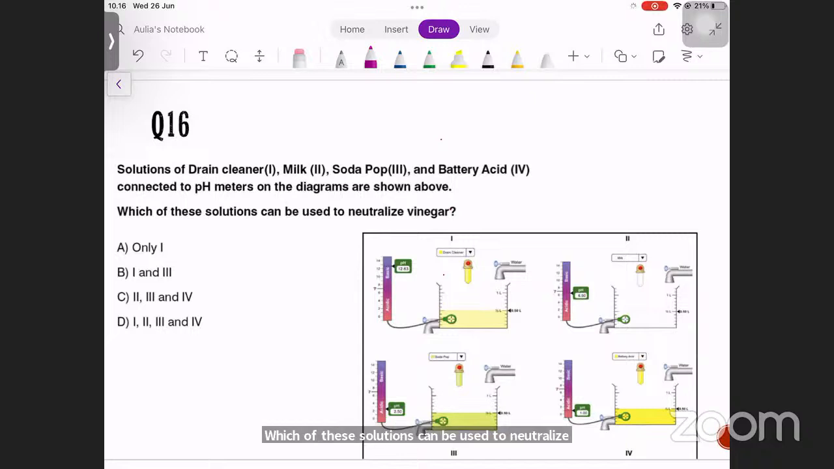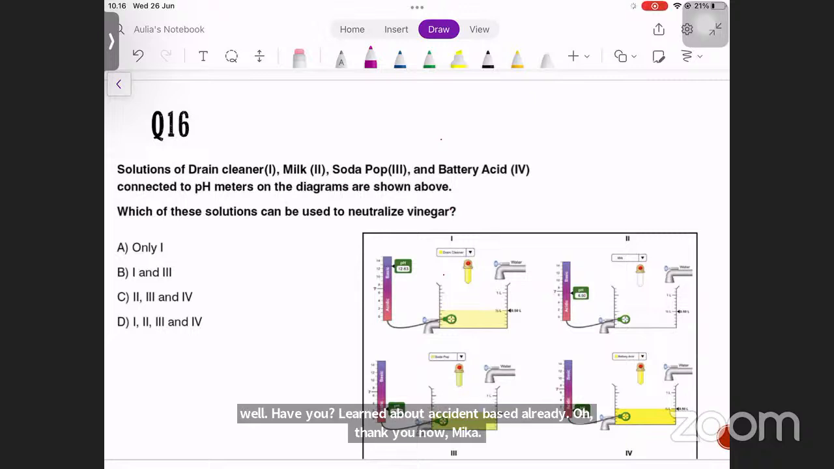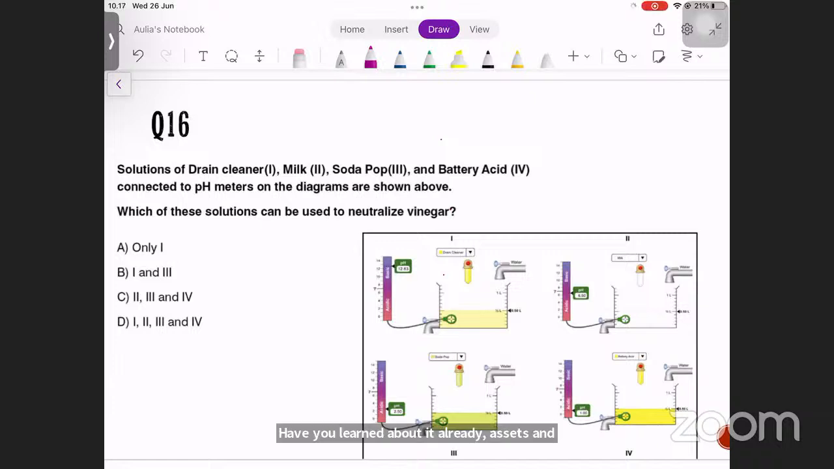So, everyone, it is about acid and base concept. Well, have you learned about acid and base already? Oh, thank you, Naumika, for the answer. Have you learned about it already, acids and base? Yes. All right. So that's great then.